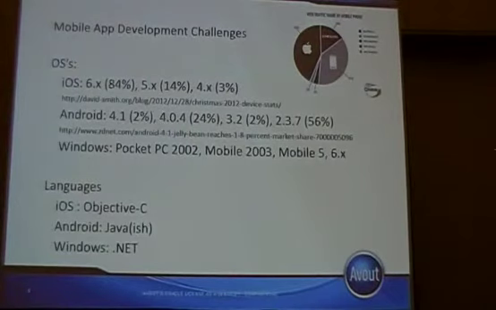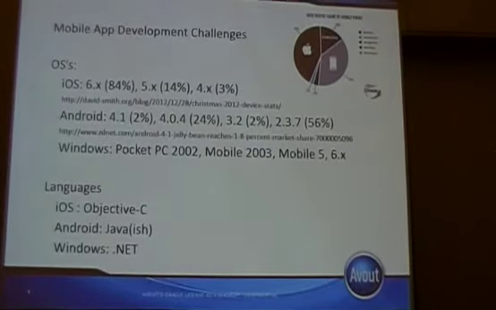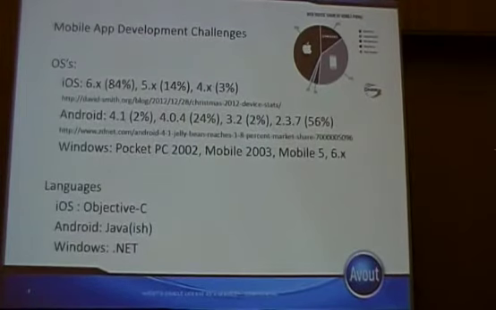Who do you target? Do you target the latest and greatest people who are most likely to buy your application? Do you target your installed base? If I'm on Android, do I target the 56% of people who are still running 2.3.7 on their devices? Or do I target the new people who just got their phones and the latest version of Android are more likely to buy applications from you? It's a tough thing to do.